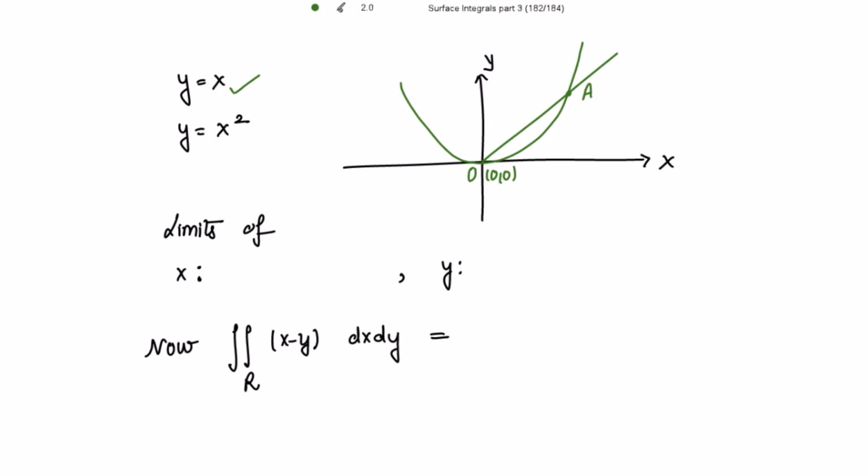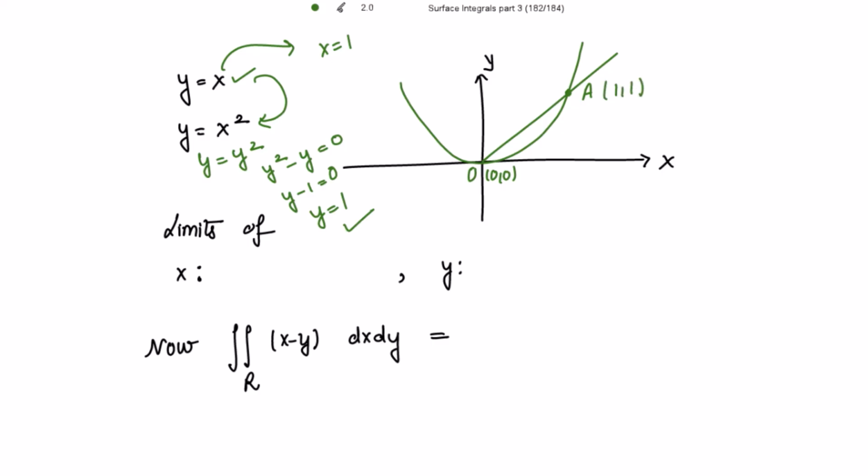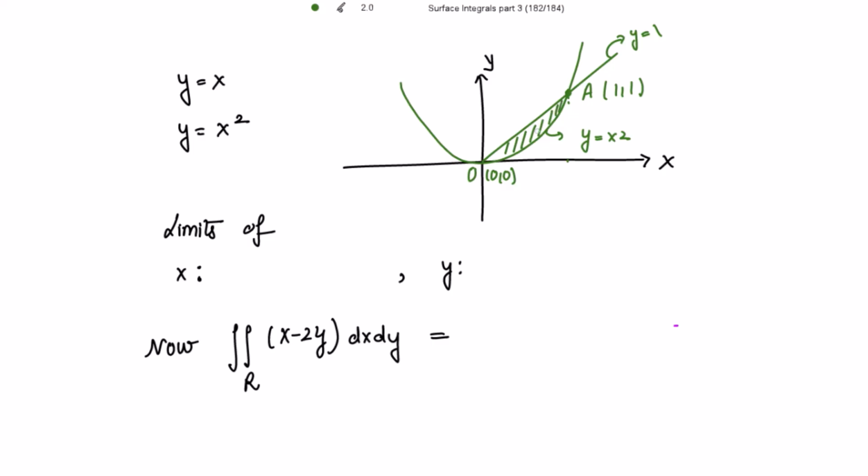Where will this point intersect? Just put y equal to x in this. We get y equal to y square, and y square minus y equal to 0. From here we get y minus 1 equal to 0, that is y equal to 1. So when y equal to 1, x is also equal to 1. So this is the point (1, 1). Now for this region, the limits of x are from 0 to 1.